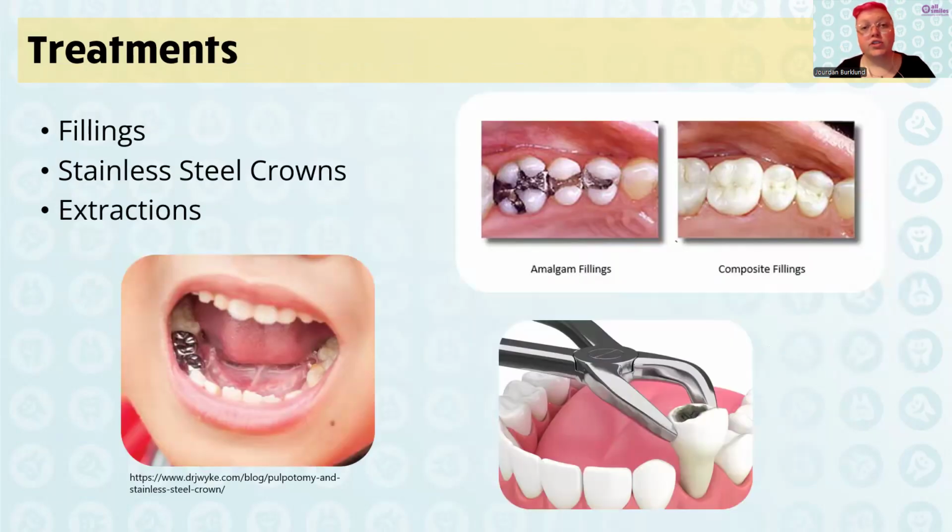But when it is more extreme and you have to take care of the teeth in a different way, there are other treatments. There are fillings, either silver or tooth colored. There are stainless steel crowns. As you can see, a lot of kids have these metal crowns, or in more significant cases, they extract the teeth.